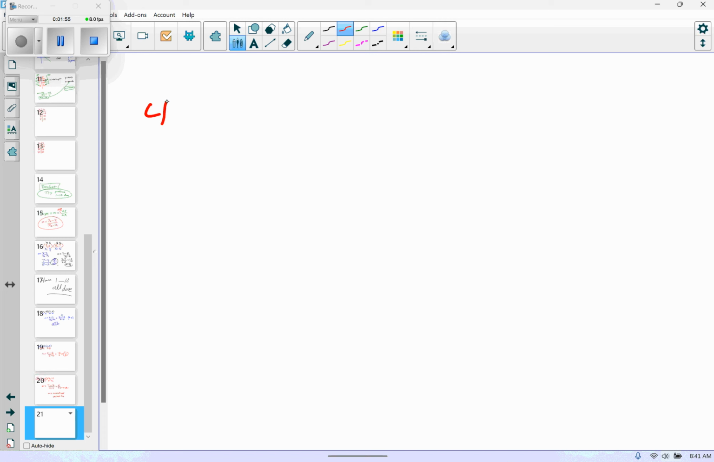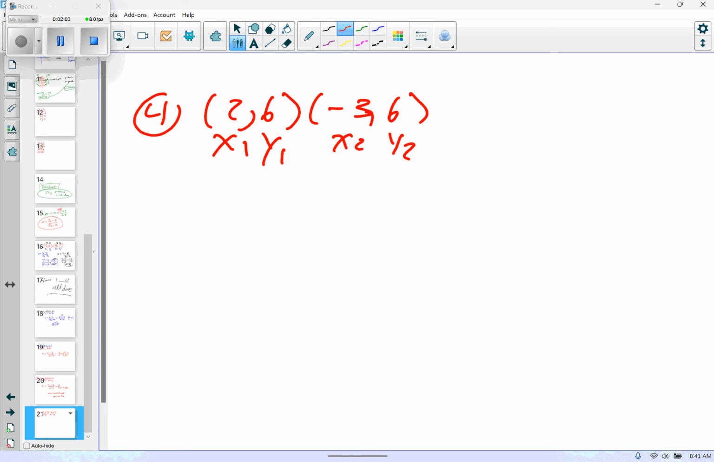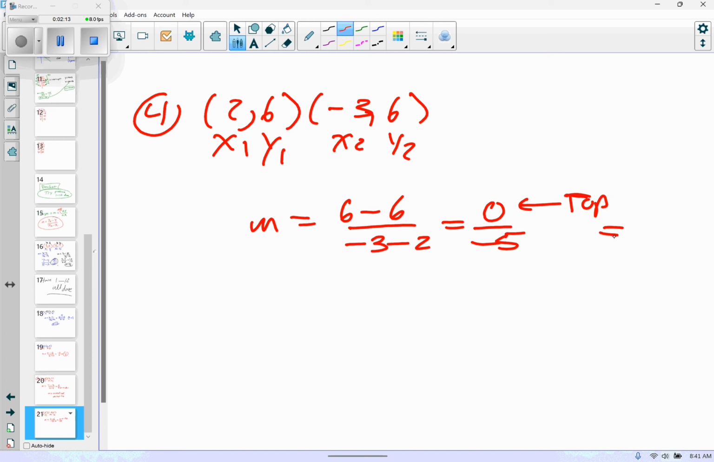Number 4, we have 2, 6 and negative 3, 6. So I got x1, y1, x2, y2. My slope equation is going to be y2 minus y1, negative 3 minus 2, so I get 0 over negative 5. So this is 0 on top. When it's on top, that means my slope is 0. So this would actually be a horizontal line.